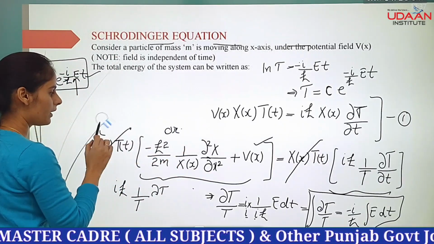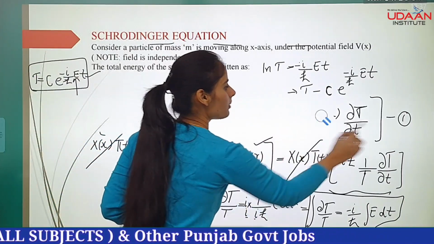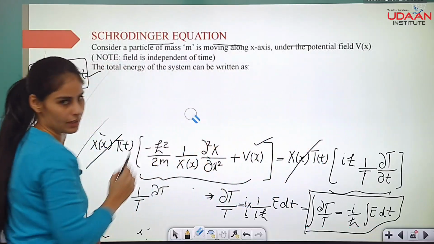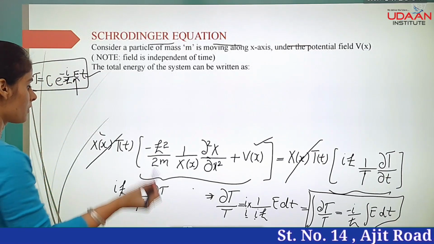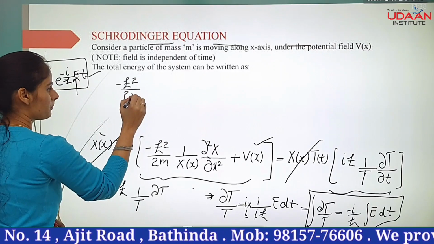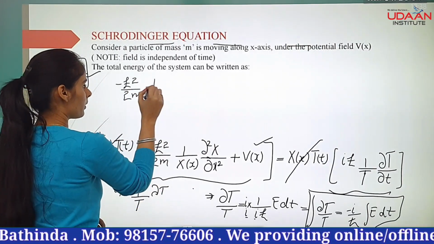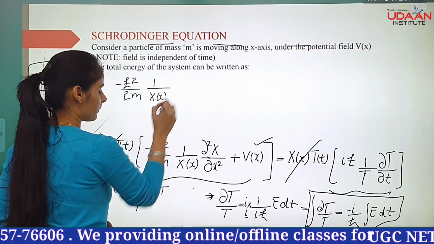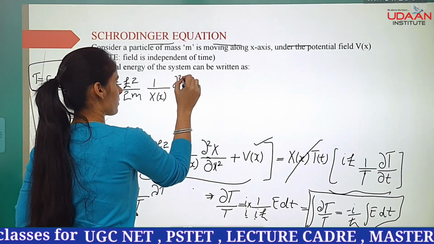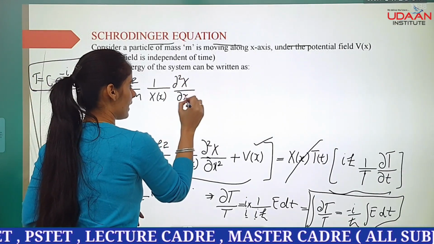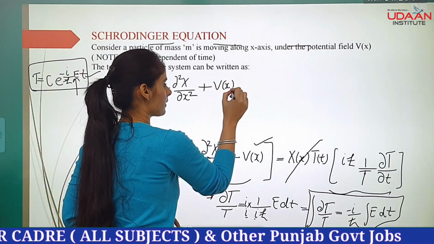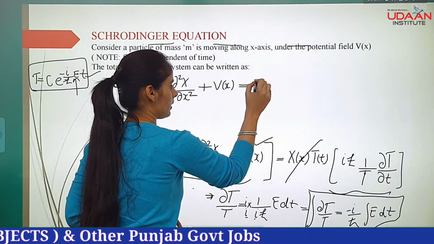Please try to solve this equation independently, because we are going to need this equation so many times during our course of quantum mechanics. So here minus h bar square over 2m, 1 over X, del square X over dx square, plus V of x is equal to E.